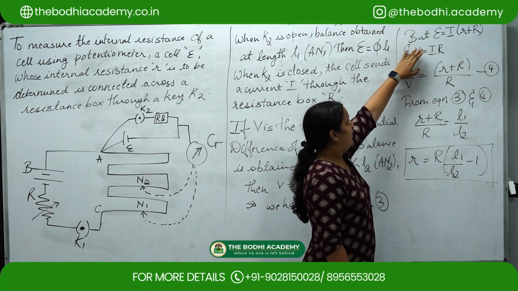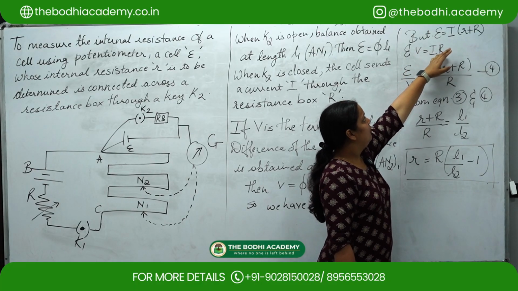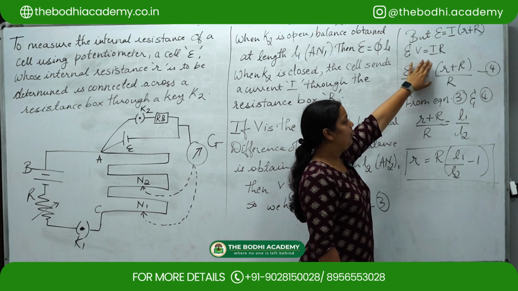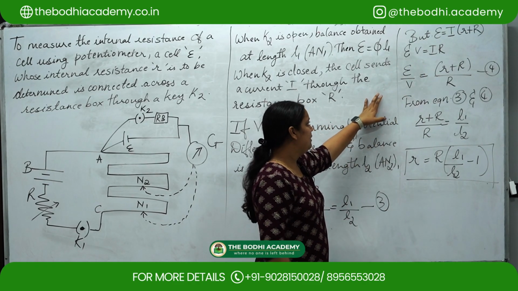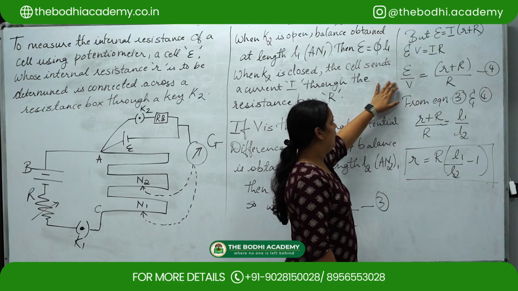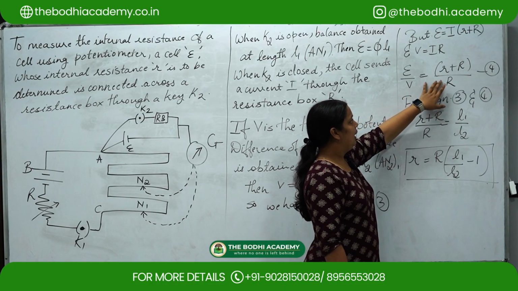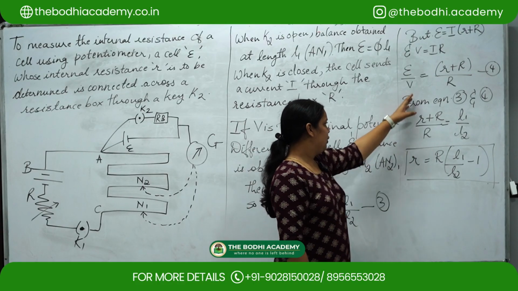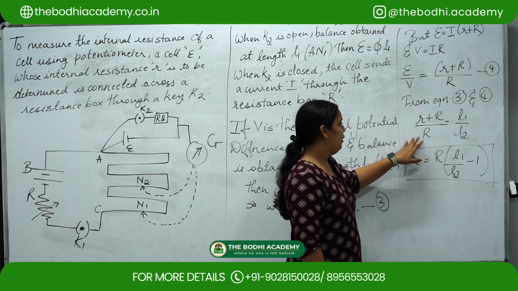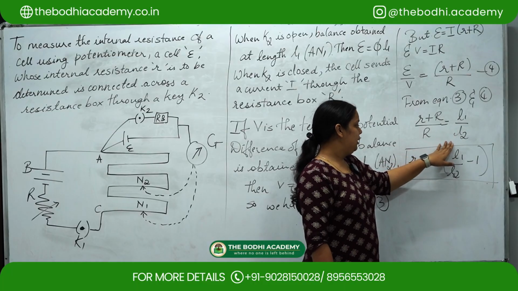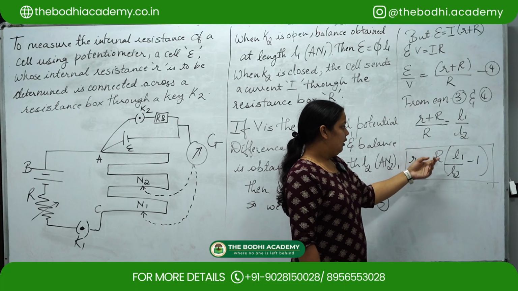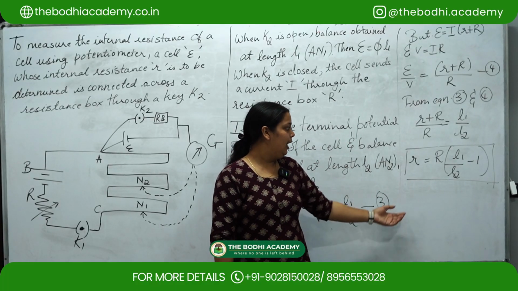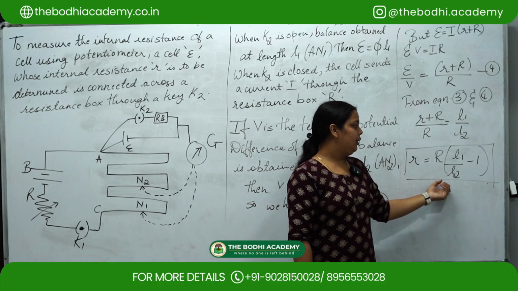But epsilon equal to I into (R plus r), as we know earlier, and V equal to IR, according to earlier formulas that we have learned in this chapter. So epsilon upon V equal to (R plus r) upon R. This is the fourth equation. From equation 3 and equation 4, we will get (R plus r) upon R equal to L1 upon L2. So r equal to R (L1 by L2 minus 1). So simplifying, we will get r equal to R (L1 by L2 minus 1).